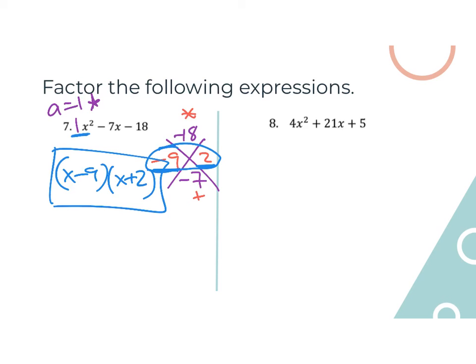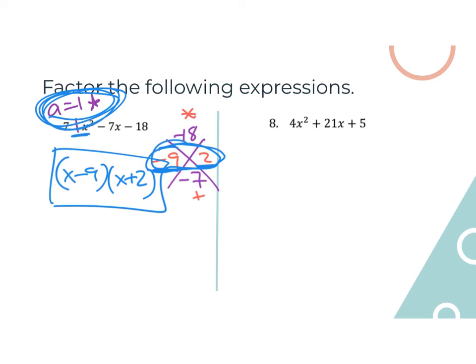However, once again, I want to warn you, that only works when a is equal to 1. So I've got x minus 9 and x plus 2. Those are my factors. That's my factored form, and I'm done. I skipped the whole reverse box method because I found those. Yay. Let's take a look at number 8. This is our last one for today.